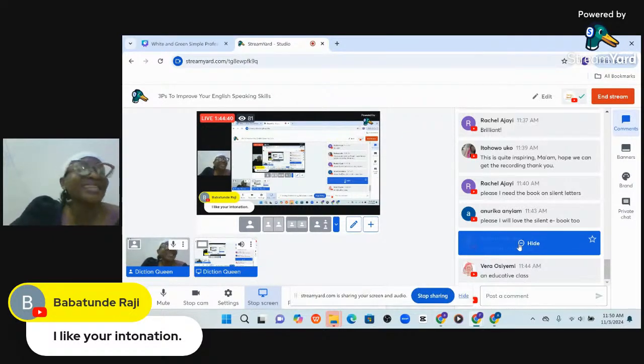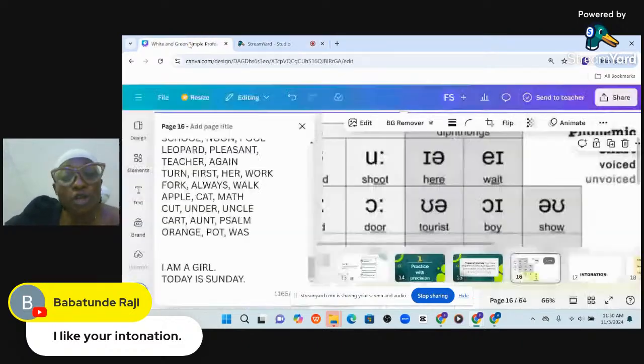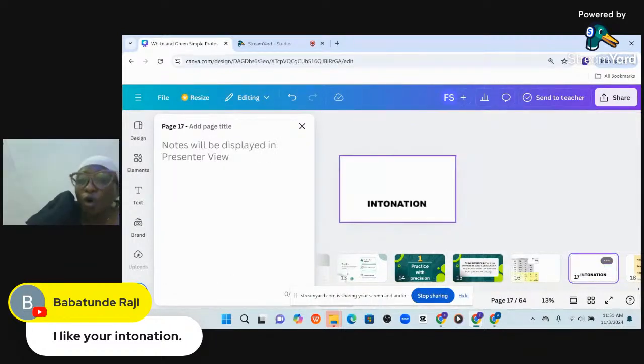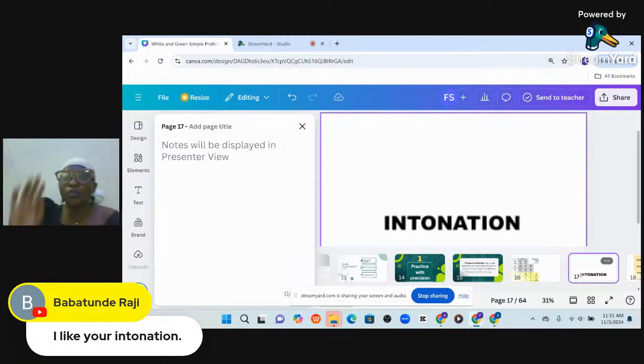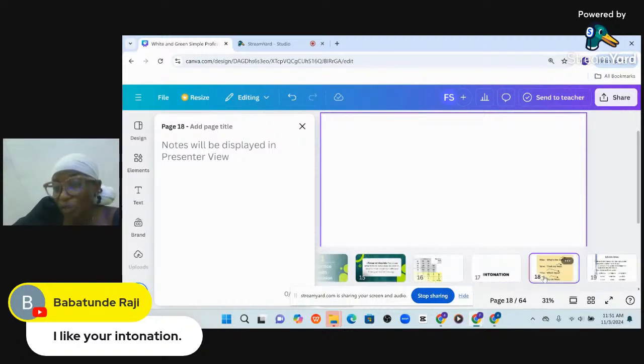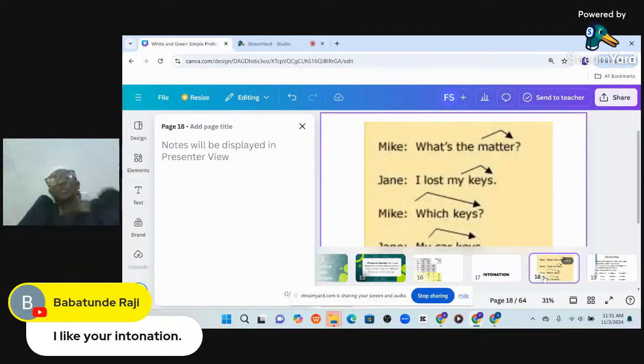So what exactly is this intonation I am talking about? In simple terms, intonation is the rise and fall of the tone of your voice when you speak. So in English, unlike our native languages, we do not speak flat. Sometimes your tone needs to go up, sometimes it needs to come down.